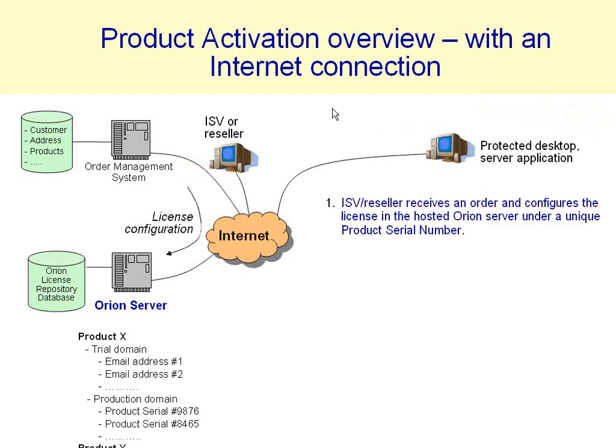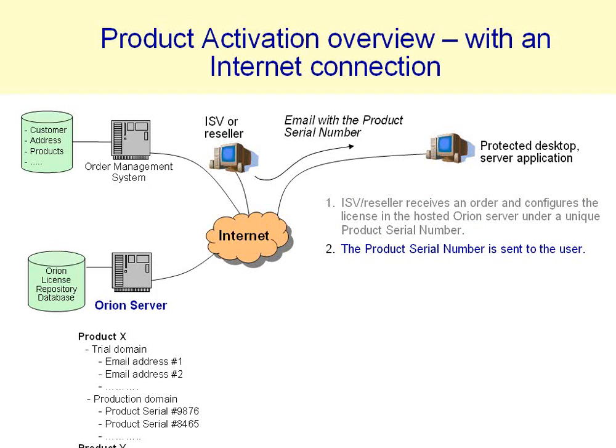Somebody buys, they request a license from you. They place an order, they request a trial license. And what you do is you set up that license for them in the hosted Orion server under a unique product serial number. And that product serial number is not a key, it's just an identifying string used to identify that particular license. And you can specify that to be whatever you want. So it can have semantics or not, as you wish.